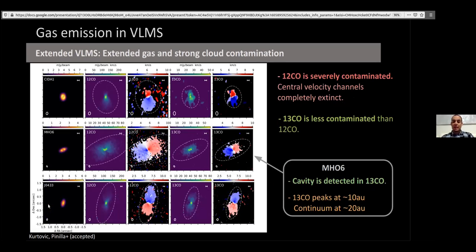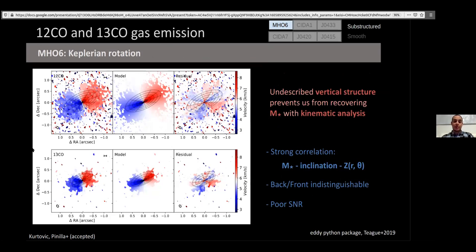Then if we look at the gas in the disks that are more extended, you can see that the cloud contamination is still an issue, except for MH06, where the gas detection is very good in both the 12CO and the 13CO. And since the detection is so good and we have detection in all of the velocity channels, we tried to model the Keplerian pattern around the star.